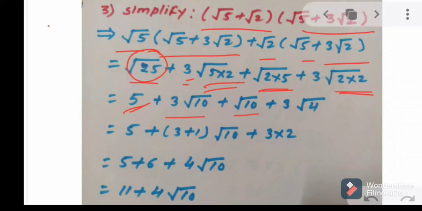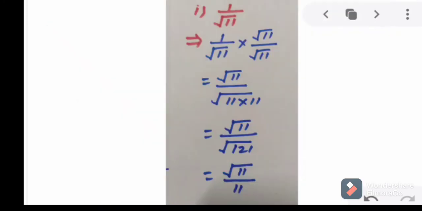Root 5 into root 5, root 25. 5 into 3 root 2, 3 as it is, under root 5 into 2. Okay. Then root 2 into root 5, that is under root 2 into 5, plus 3 into root 2 into root 2, under root 2 into 2. So square root of 25 is 5. 3 into bracket 5 into 2, that is 10, 3 root 10. 5 into 2, root 10, and 2 into 2, 4, 3 root 4.